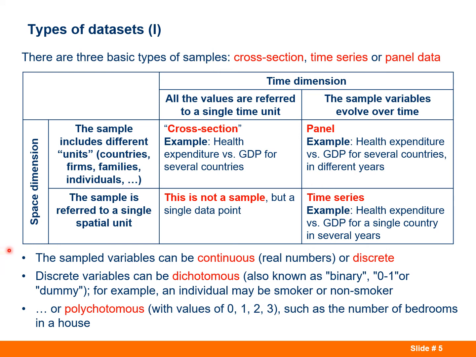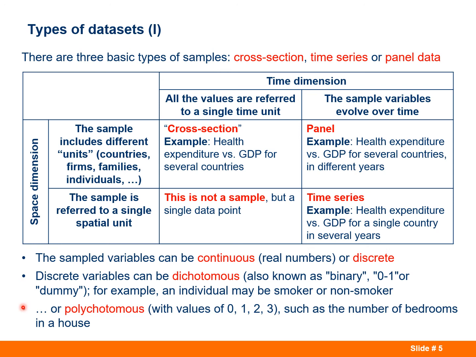Another classification for datasets would look at the nature of the variables. For example, the sample variables can be continuous, that is, real numbers with decimal positions, or they could be discrete, that is, for example, natural numbers. Discrete variables can be dichotomous. These are also known as binary, 0, 1, or dummy. For example, an individual may be a smoker or non-smoker, but cannot be something in between.